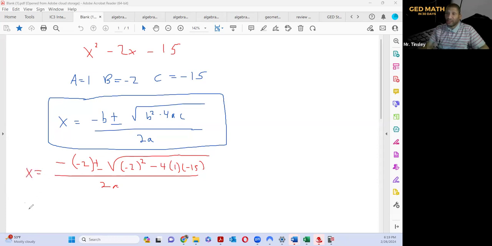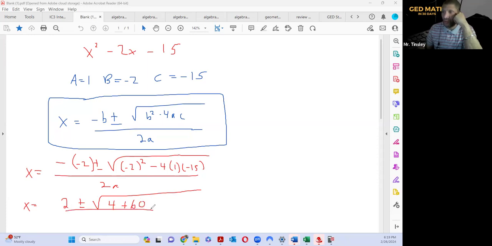So we can simplify some more. Two negatives make a plus. So we got 2 plus or minus the square root of... -2 squared is -2 times -2, which is 4. -4 times -15 is +60. All over 2 times 1, which is 2. Everybody understand what I just did? All I did was substitute the values A, B, and C into the quadratic formula.